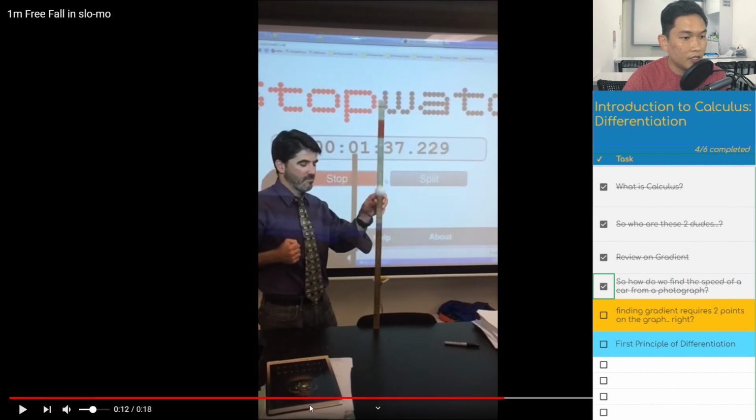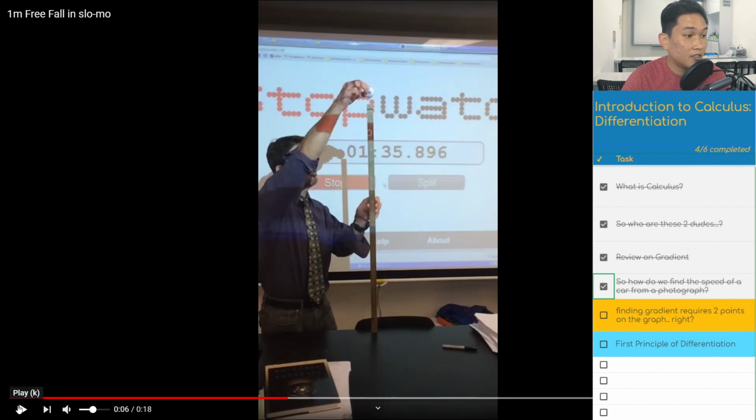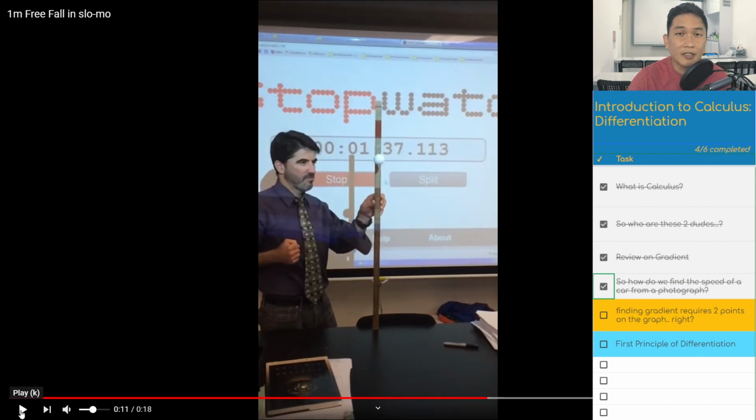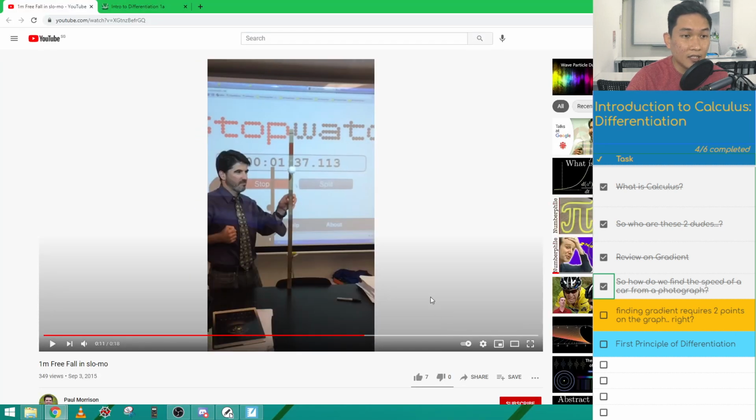In case you didn't catch that, let's watch that again. At 36.2, he's going to release the ball. Look at how fast it is dropping. You can measure it against the ruler to see how fast it's going. Hopefully you caught that. What you notice is that the speed of the ball as it is released is kind of slow, but it becomes faster and faster as it gets closer and closer to the table.